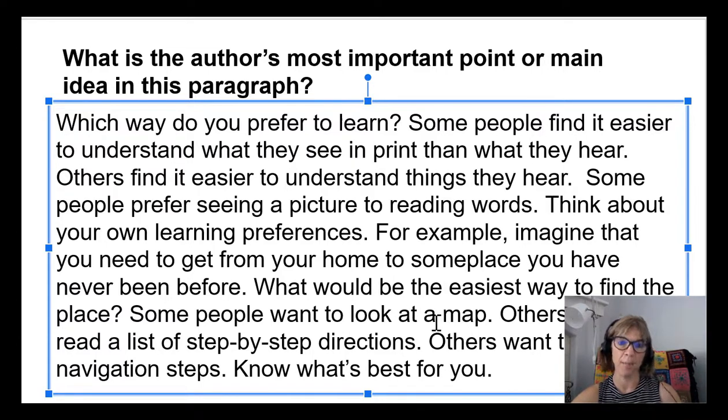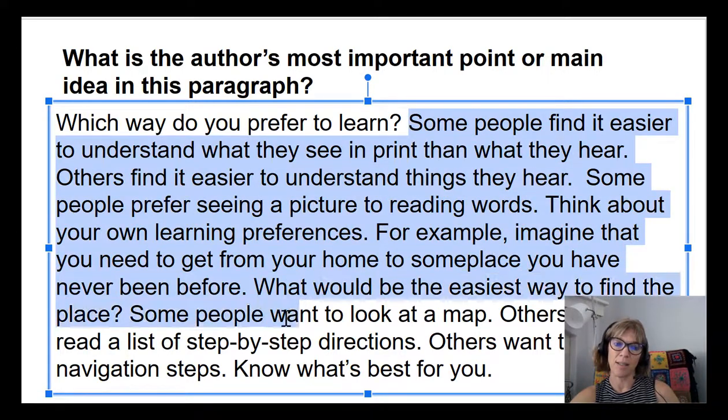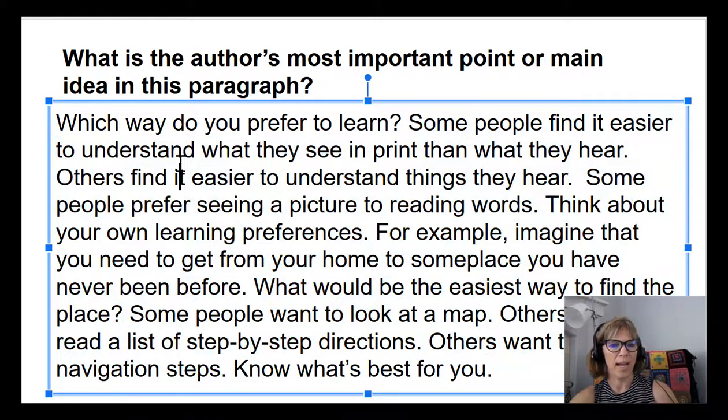Should you look at a map? Should you look at step-by-step directions? Should you listen to navigation in your car? So this middle section, these are all details that support the main idea. And so the main idea, I summarized it. It wasn't stated in one sentence, so I had to summarize the main idea.